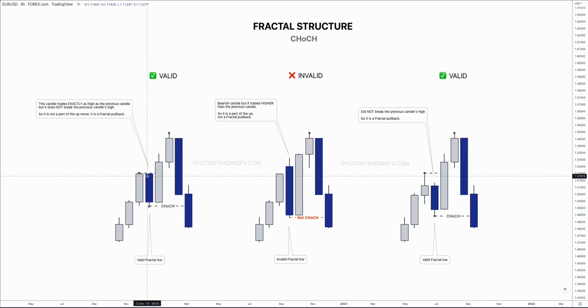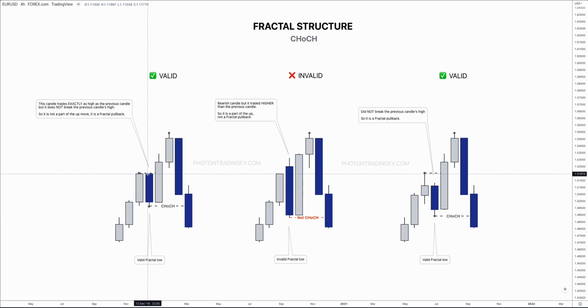Now, in this instance, these two candles, both of the highs of the candles, are at the exact same price level. So this candle here and this candle here both trade exactly as high as each other. So is this a pullback or not, regardless of the color of the candle?